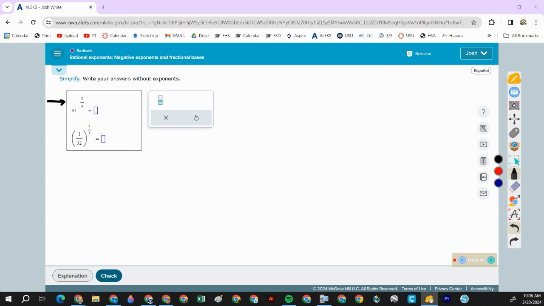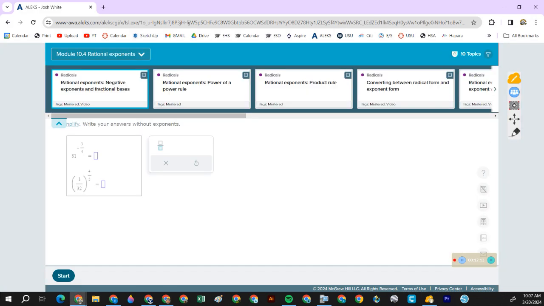Okay. Here, 1 over 2 times 1 over 2 times 1 over 2 times 1 over 2 times 1 over 2. So I have 5 copies of 1/2, and my answer is going to include 4 of those. So I have 1/2 to the 4th, which is just 1 over 16. Oh, that's it. All right, get to work.